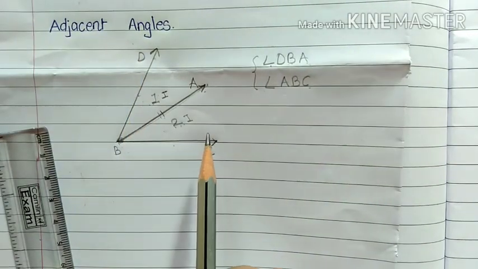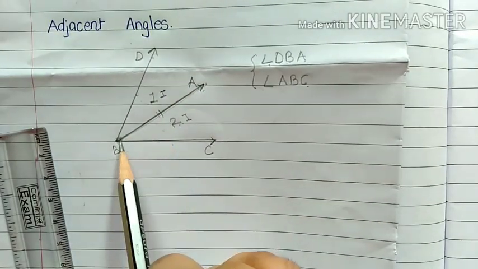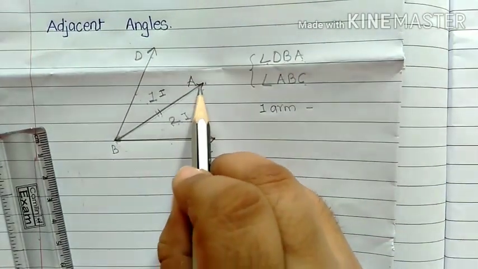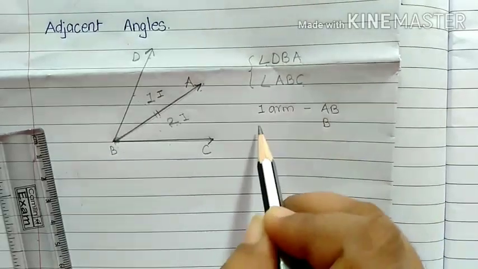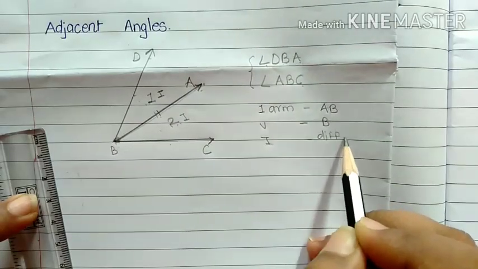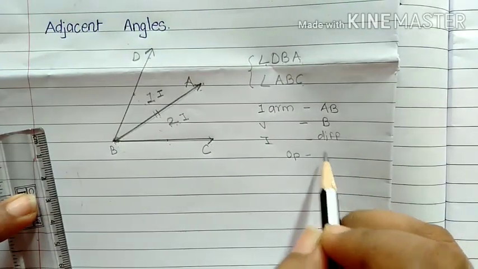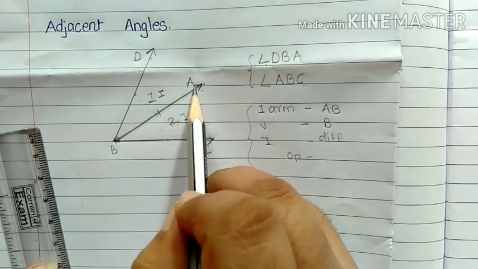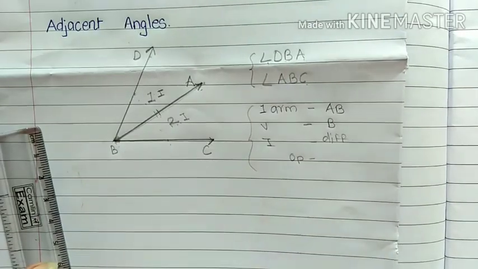Again, let me explain. Angle DBA and angle ABC. One arm is common, that is AB. Vertex is common. Interior parts are different. The remaining arm is opposite of the common arm. When this condition is satisfied, then we can say angle DBA and angle ABC are adjacent angles.